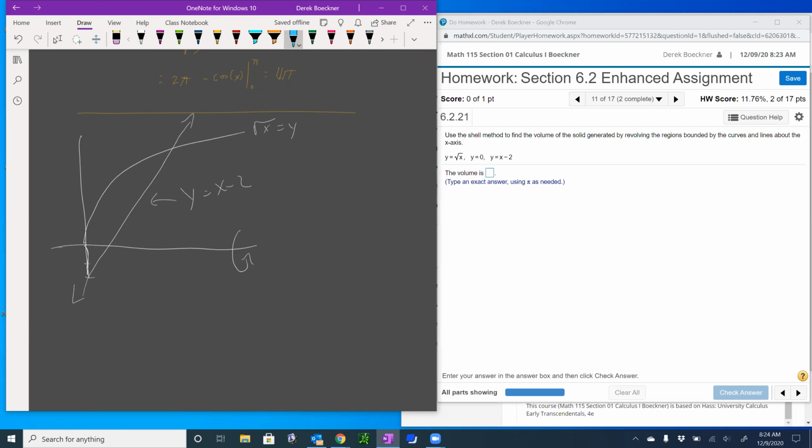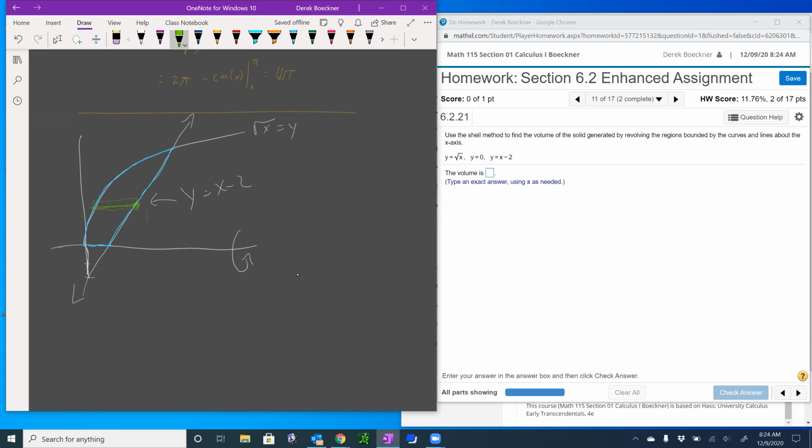Okay, so let's actually get the region here. We're bounded by the x-axis as well because y equals 0. So this is the region that we're rotating. To get a shell, what I have to do is draw in a strip that's parallel to the axis of rotation, right? So the representative rectangle that I draw in is this guy.